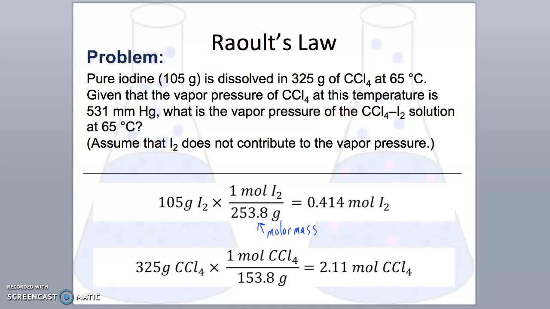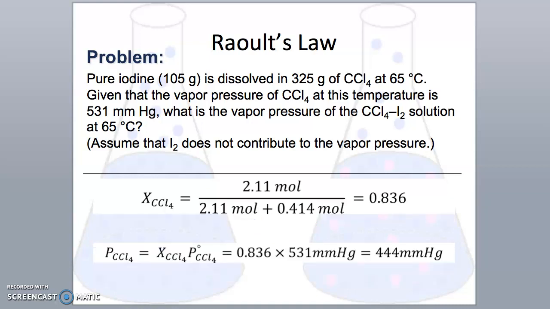They gave us grams. And then the next thing I'll do is calculate my mole fraction. Remember, it's the solvent in the numerator. So I've got a mole fraction for the CCl4, 0.836, times the vapor pressure of the carbon tetrachloride, which was 531, and I end up with 444 millimeters of mercury. I'll check that this is lower, so I'm fairly certain that this is correct.